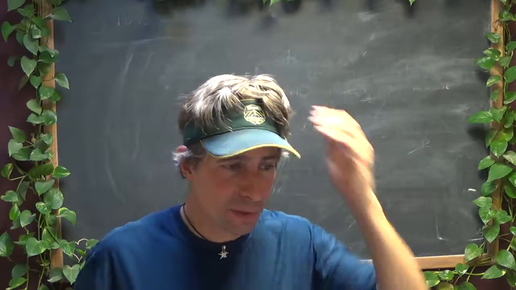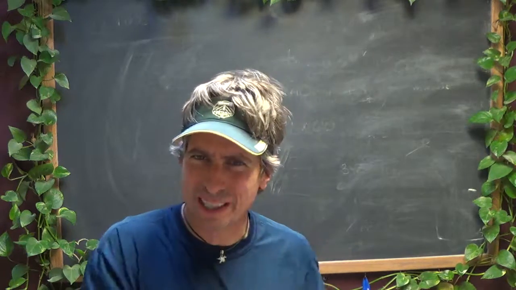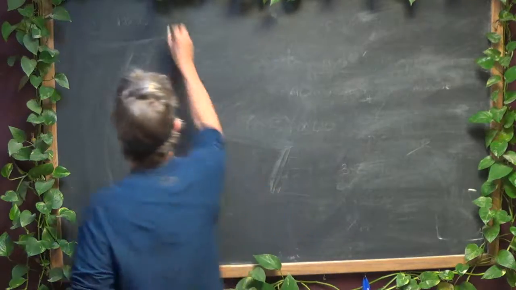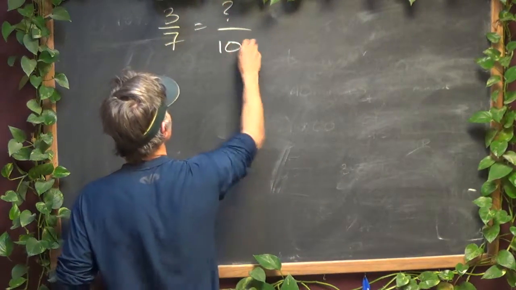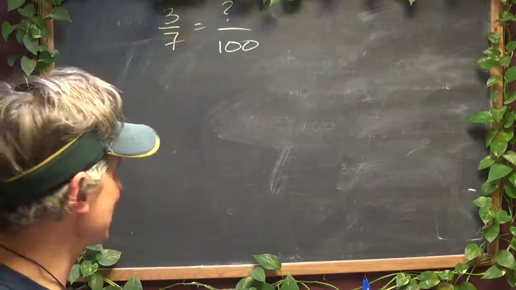Hey there everybody, the purpose of this video is to get us some solutions to this homework about proportions and conversions and things like that. So the first one I said you have 3/7 equals question mark over 100, and my first question was just to rewrite that as many different ways as possible.